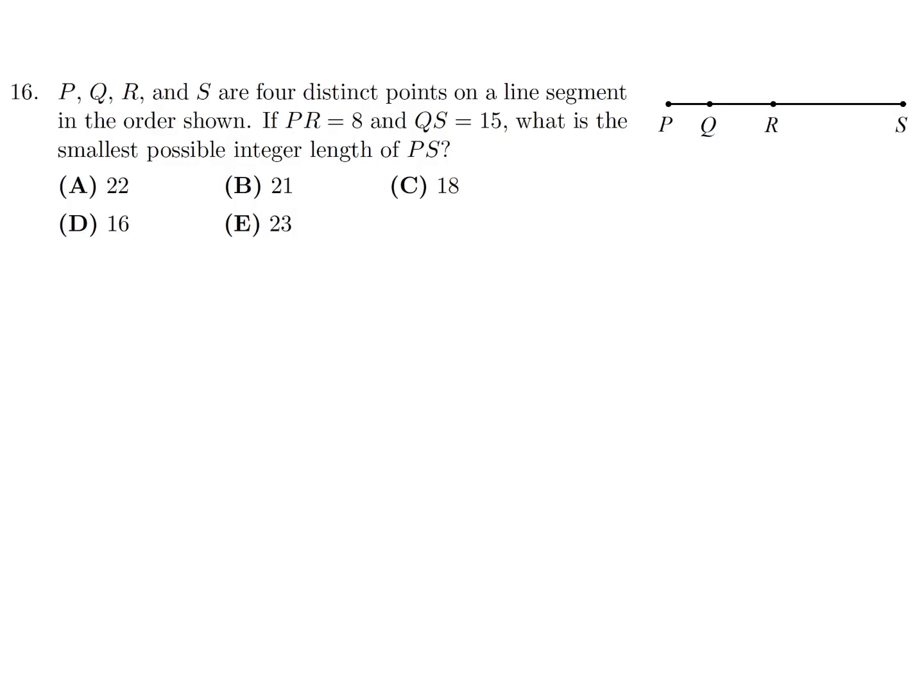PQRS are 4 distinct points on a line segment in the order shown. PR is 8, QS is 15. What is the smallest possible integer length of PS?